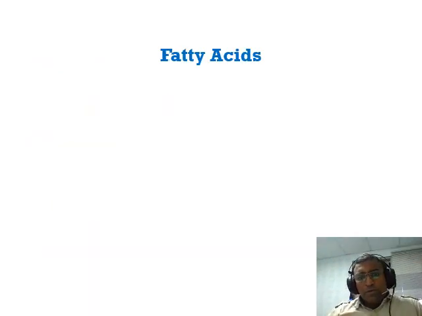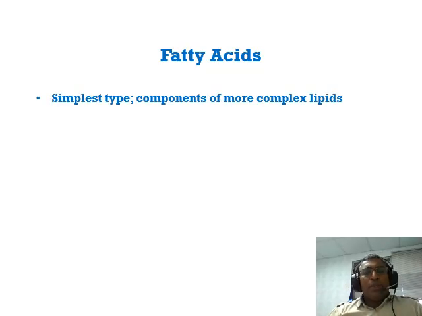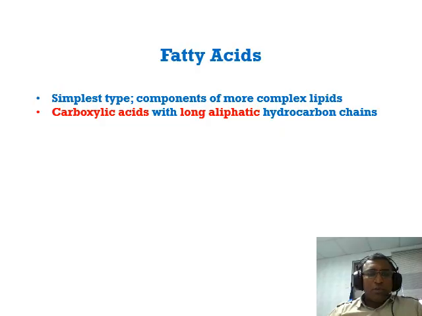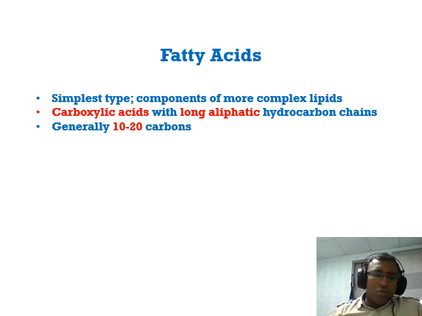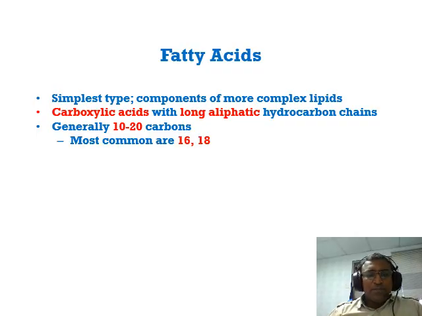Now we look at the components of the lipid itself, one component to the other. We start with fatty acid. Fatty acid is the simplest form, and it actually makes up triglyceride, even phospholipids. It has at one end a carboxylic side, and the other end being a hydrocarbon chain, the long aliphatic hydrocarbon chain. It is normally 10 to 20 only. If there is more than 20, then it is synthetic rather than being natural.